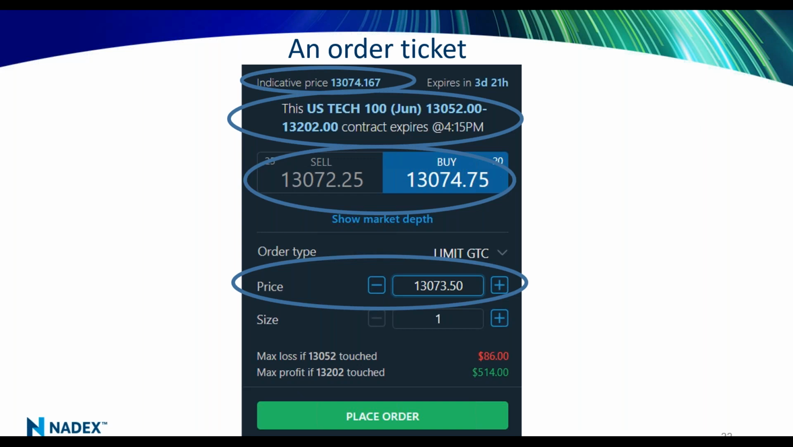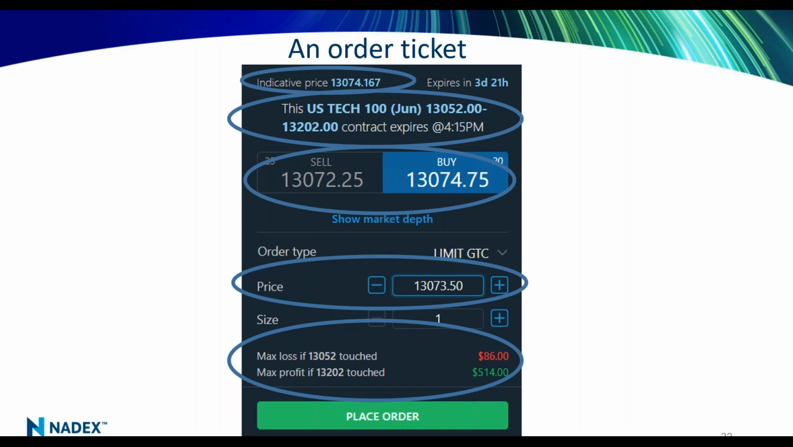In this example, I would be trying to put a bid at 13,073.50 in between the bid-ask spread. Now, will I buy it there? I don't know. But can I place a bid there? Yes. And I know before I place my order what my maximum potential profit or loss are if one of the boundaries, whether the floor or the ceiling, is touched and I get knocked out.